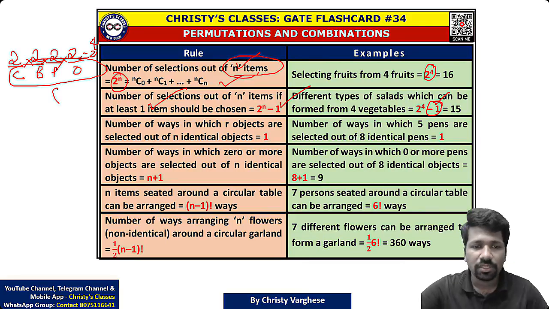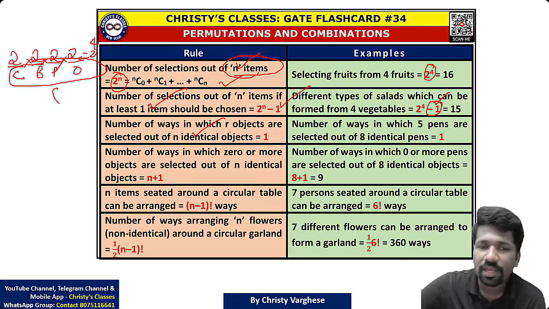Now another situation is the number of ways in which r objects are selected out of n identical objects.